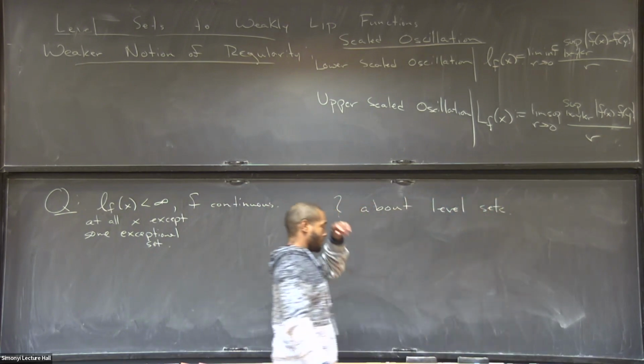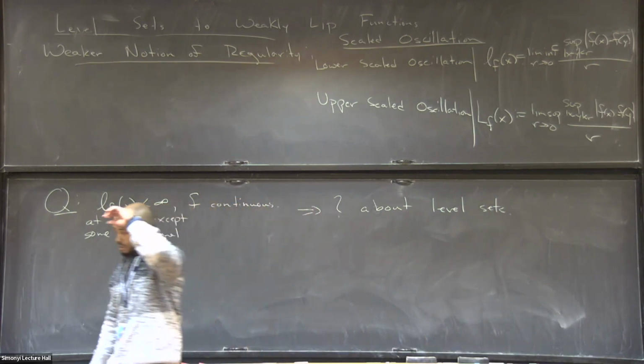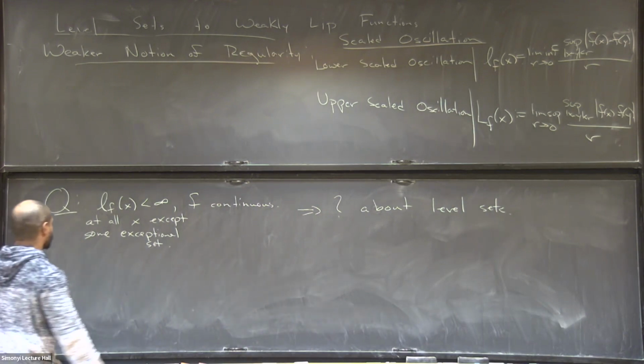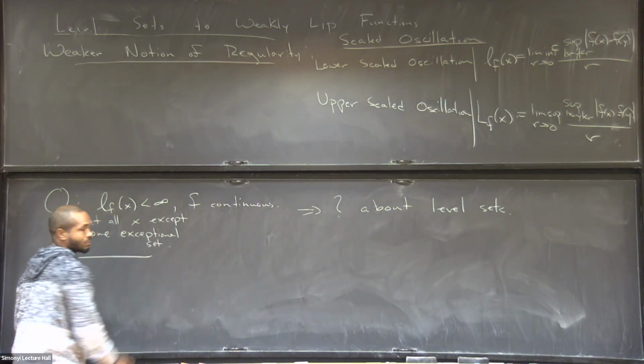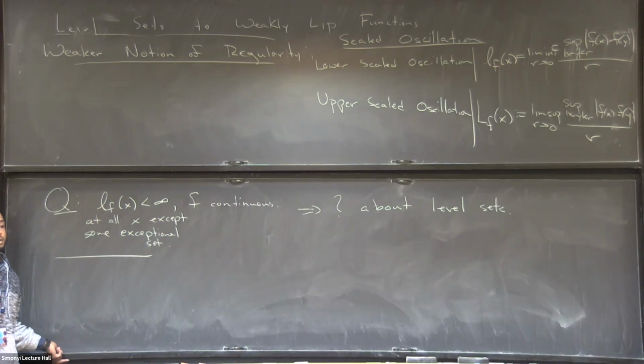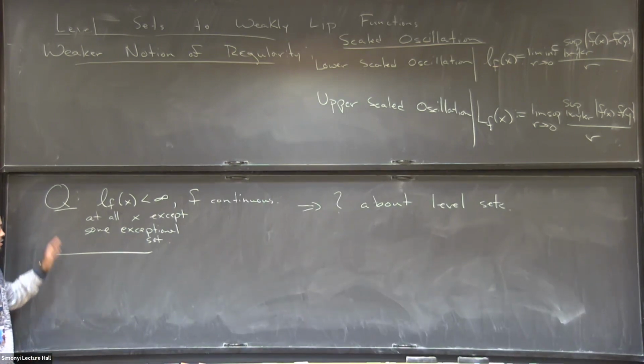In particular, maybe one can show some level sets are fairly nice. We have rectifiability, or maybe one can show that on most level sets you have some nice rectifiable part, or somehow you can say that the non-rectifiable part is going to be small or insignificant. But this is the first question to start with.